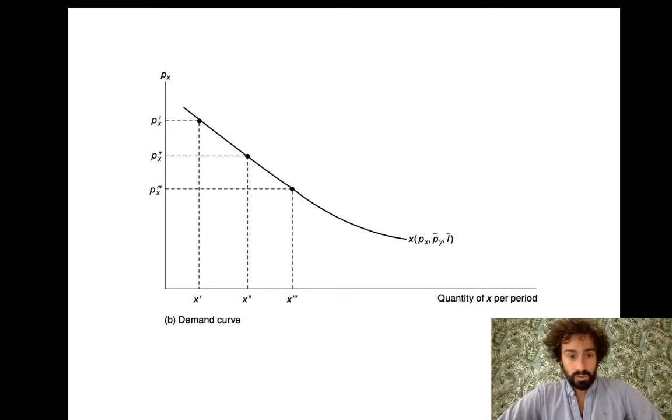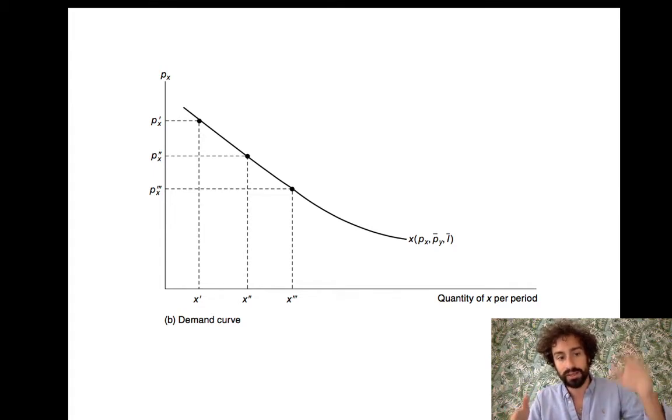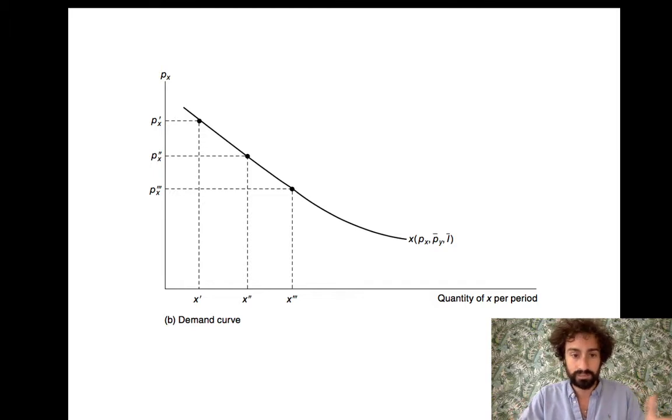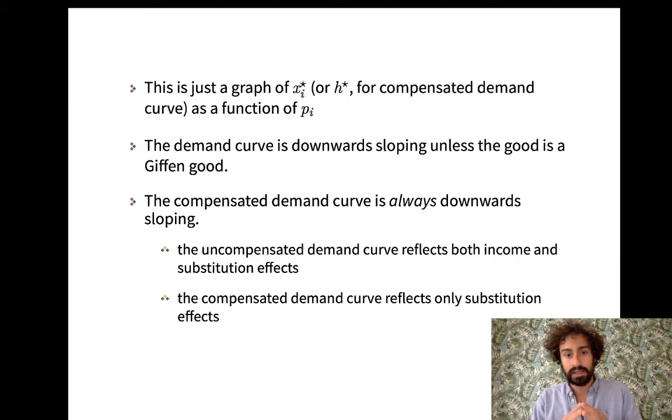So correspondingly, you could think, given a particular value of x, what is the price such that the person would demand that much x, right? So at x triple prime, what is the price such that would clear? And we see that as you want to consume more x, the price of x has to be falling. That's downward sloping. So this is just a graph of x star as a function of pi.